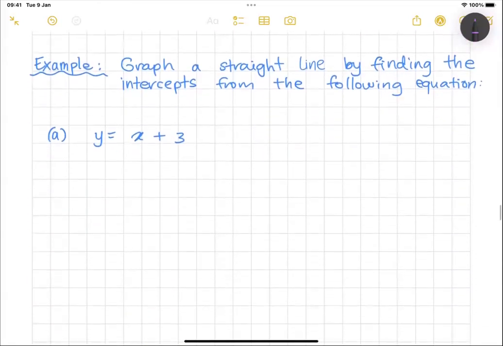Let's go to one question. It says, graph a straight line by finding the intercepts from the following equation. So we're going to find the intercepts, which are my x and my y. What I'm going to do first is write down: to find the x-intercept, let's just start with the x-intercept because that seems a little bit easier. It means that it's when y equals 0. If I'm finding my x, y needs to be 0.